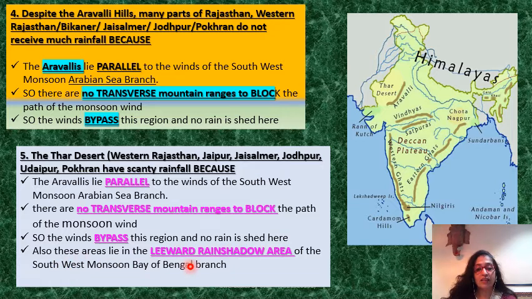Also, these areas lie in the leeward rain shadow area of the southwest monsoon Bay of Bengal branch. Thar Desert is here. Even if the southwest monsoon went over the Bay of Bengal, turned, got deflected from Myanmar, the Arakan Hills, and came back here, now Aravalli is here. So they're going to come and bang into the Aravallis. It's going to rain here. But on this side, this is the leeward side. Anyways, Thar Desert will not get the rain. Even these other places, Jaipur, Jaisalmer, Jodhpur, Pokhran, they all lie on this side. So they will get no rain.